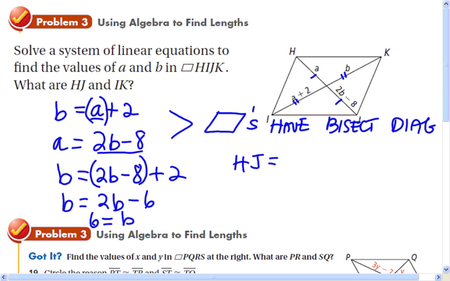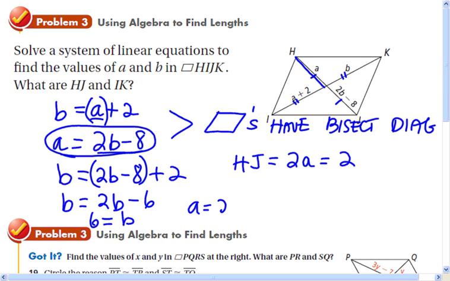HJ is equal to 2a, 2 times a, because a goes to here, and since those are bisecting segments, I can just say it's equal to 2a. I don't have the value of a yet, so I should find that. From this equation right here, I know that a is equal to 2 times b minus 8, and I just found out that b is 6, so I can just do 2 times 6 minus 8, which is 12 minus 8, which is 4. So I'm going to substitute 4 for a, and I'm going to get HJ is equal to 8.